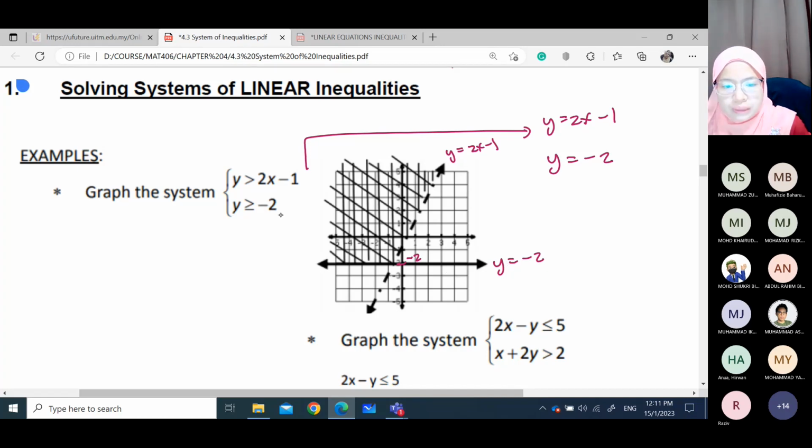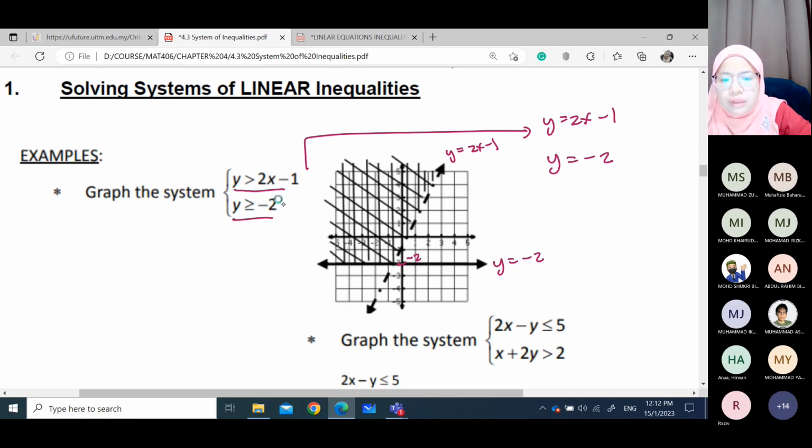Okay, so this one is a solid line because it has equal sign here. Okay, solid. Okay, so now we need to identify the region. So the region, we look at these inequalities. So cara untuk bila kita nak guna inequalities ni, bila kita nak shade the region. So look at this one. So y is greater than 2x minus 1 means that the region lies above the graph. Okay, so the graph here is this one. So berada di atas graph. So this region is about y greater than 2x minus 1.